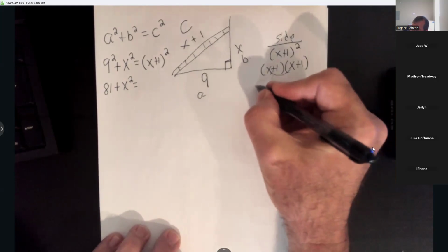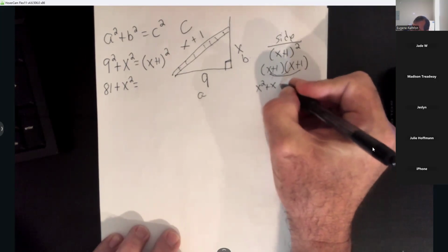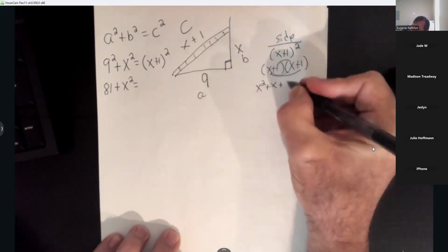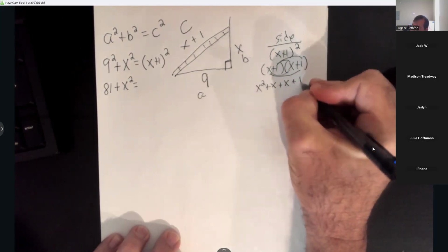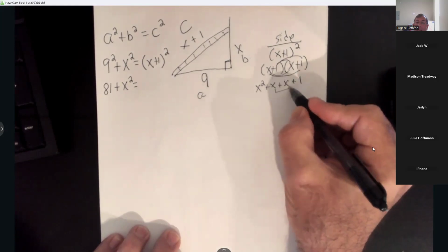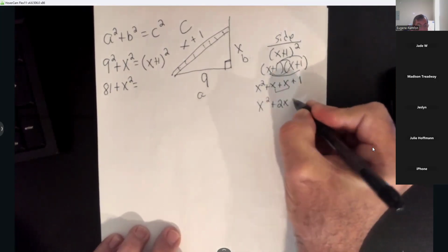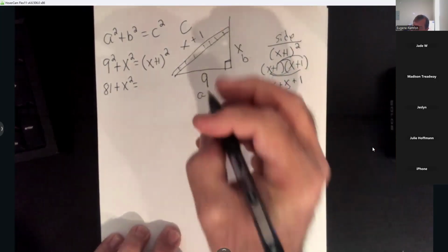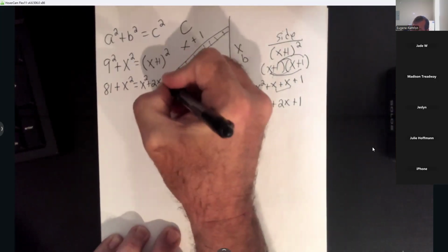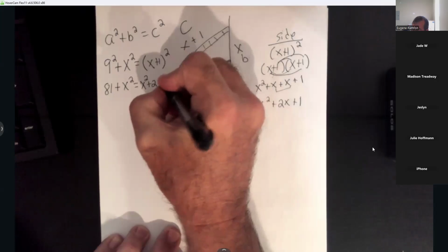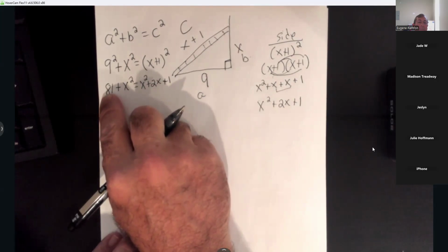All right, x times x was x squared. x times 1 was 1x. 1 times x is 1x. And then 1 times 1 is 1. You're going to add like terms and get x squared plus 2x plus 1. Everybody will have this on the right side: x squared plus 2x plus 1. The only difference at this point between my problem and y'all's is the 81.